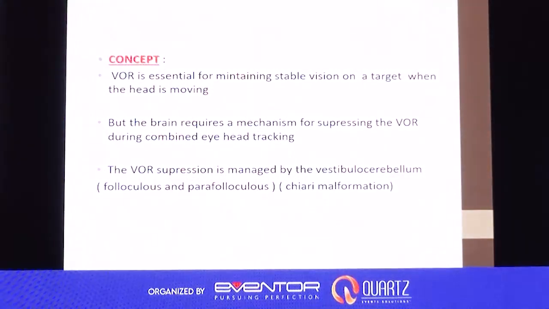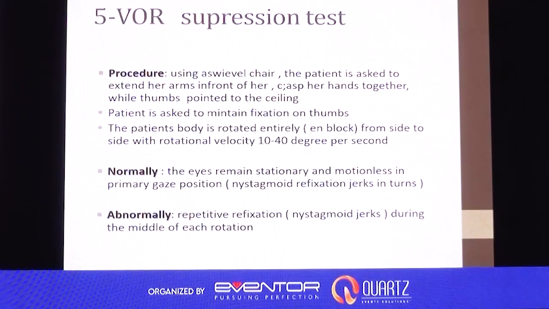What is the concept of the VOR suppression test? VOR is essential for maintaining stable vision of the target when the head is moving, but the brain requires a mechanism for suppressing the VOR during combined head and body tracking together. The VOR suppression is managed mainly in the vestibulocerebellum, what is known as flocculus and paraflocculus, so it's important in the diagnosis of Chiari malformation.